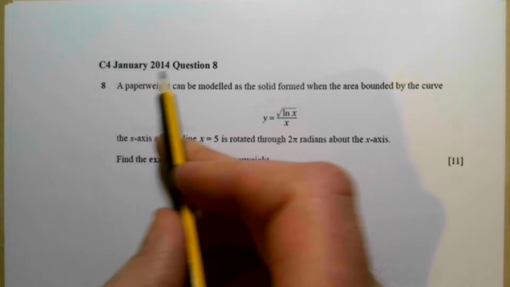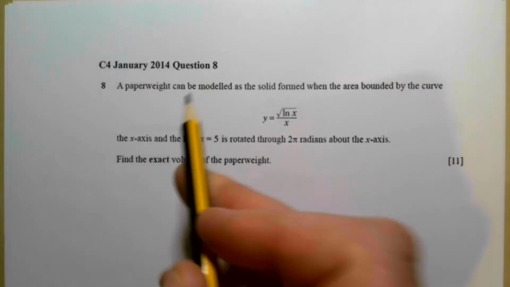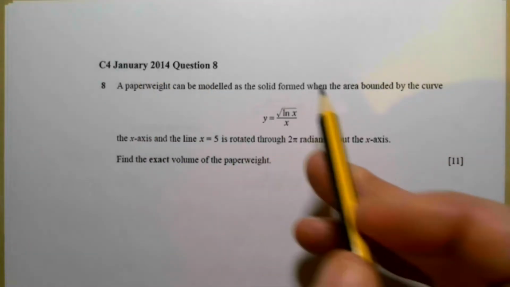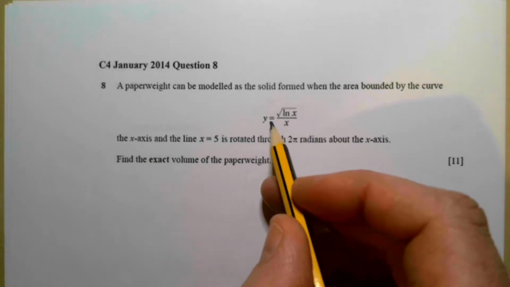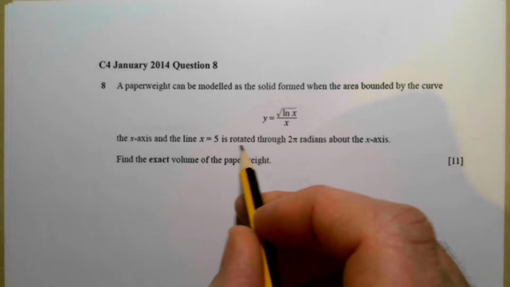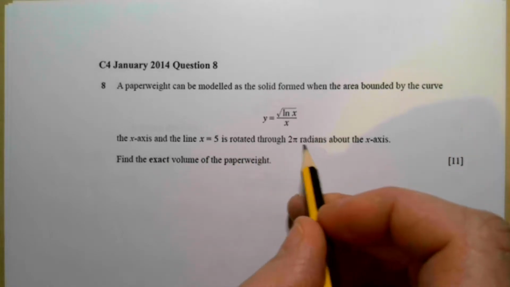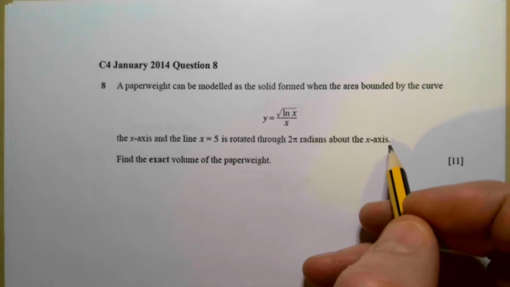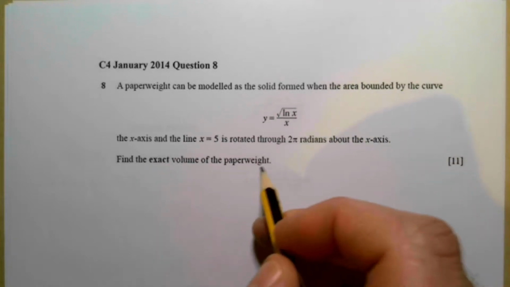This is A2 Pure Mathematics. We're looking at some CCEA past paper questions. This one's from C4 January 2014, Question 8. A paperweight can be modelled as a solid formed when the area bounded by the curve y equals root ln x over x, the x-axis and the line y equals 5 is rotated through 2 pi radians about the x-axis. Find the exact volume of the paperweight.